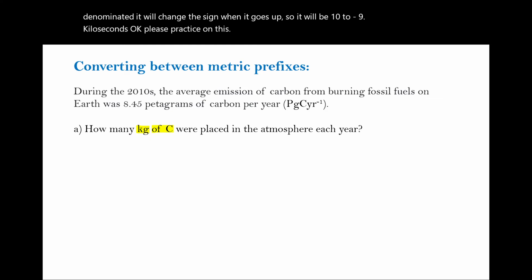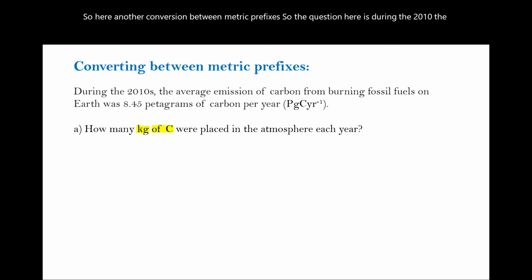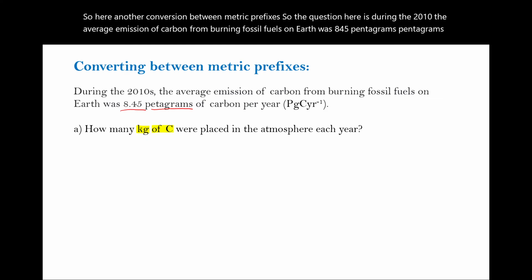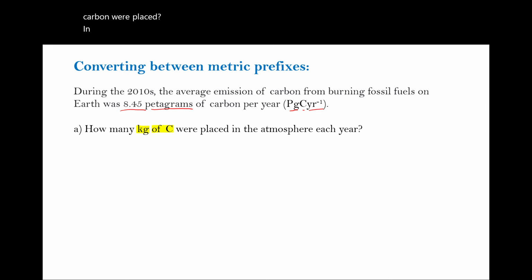So here, another conversion between metric prefixes. The question here is, during the 2010s, the average emission of carbon from burning fossil fuels on Earth was 8.45 petagrams of carbon per year. So how many kilograms of carbon were placed in the atmosphere each year? So this is a simple conversion.